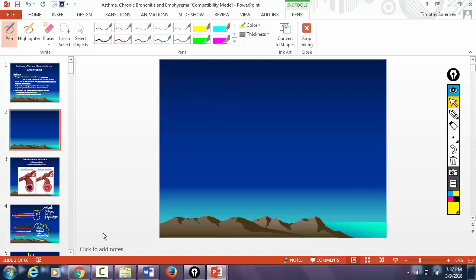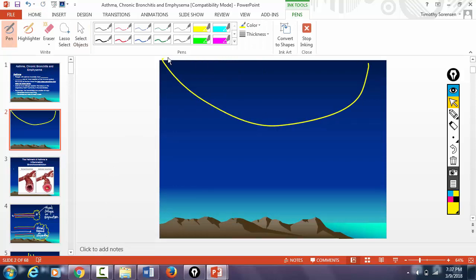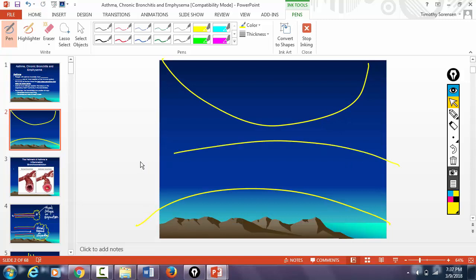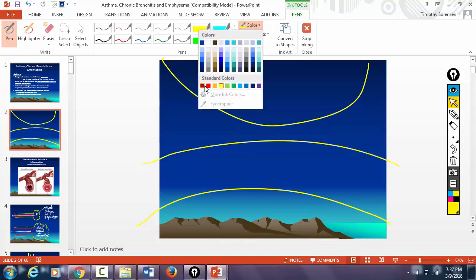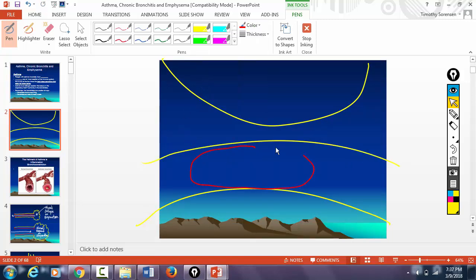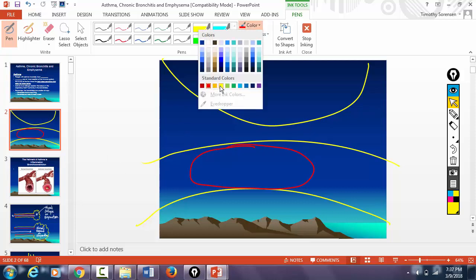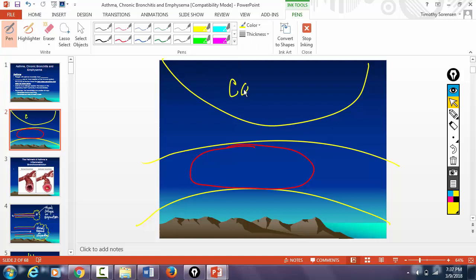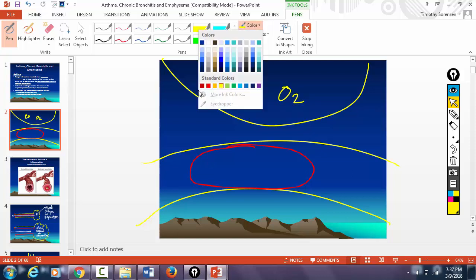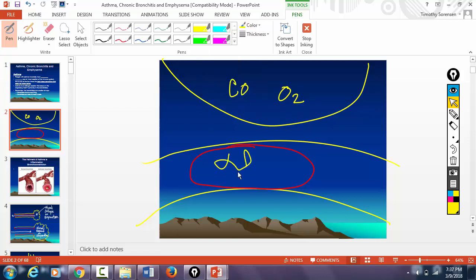It's pretty elementary. So essentially it blocks the ability of hemoglobin to carry oxygen, because it's got a higher affinity for hemoglobin than oxygen. So if it's jumping on the hemoglobin, then there's no room for oxygen.